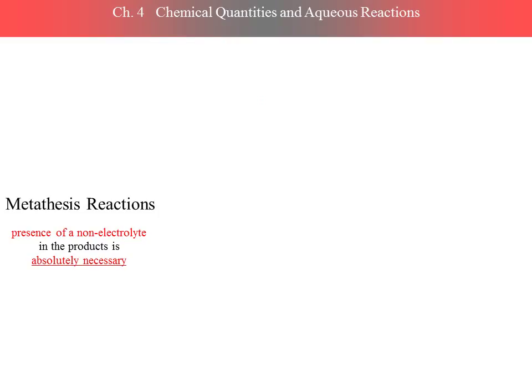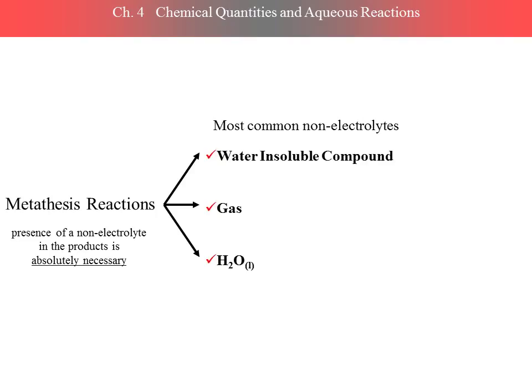Metathesis reactions. Summary. In order to have a metathesis reaction, it's absolutely necessary that you are going to form a non-electrolyte as a product. We have seen three types of non-electrolytes. Let's see them. A. Water-insoluble compounds. These are ionic compounds that are not soluble in water. B. Gases. We saw three of those: carbon dioxide, sulfur dioxide, and ammonia.